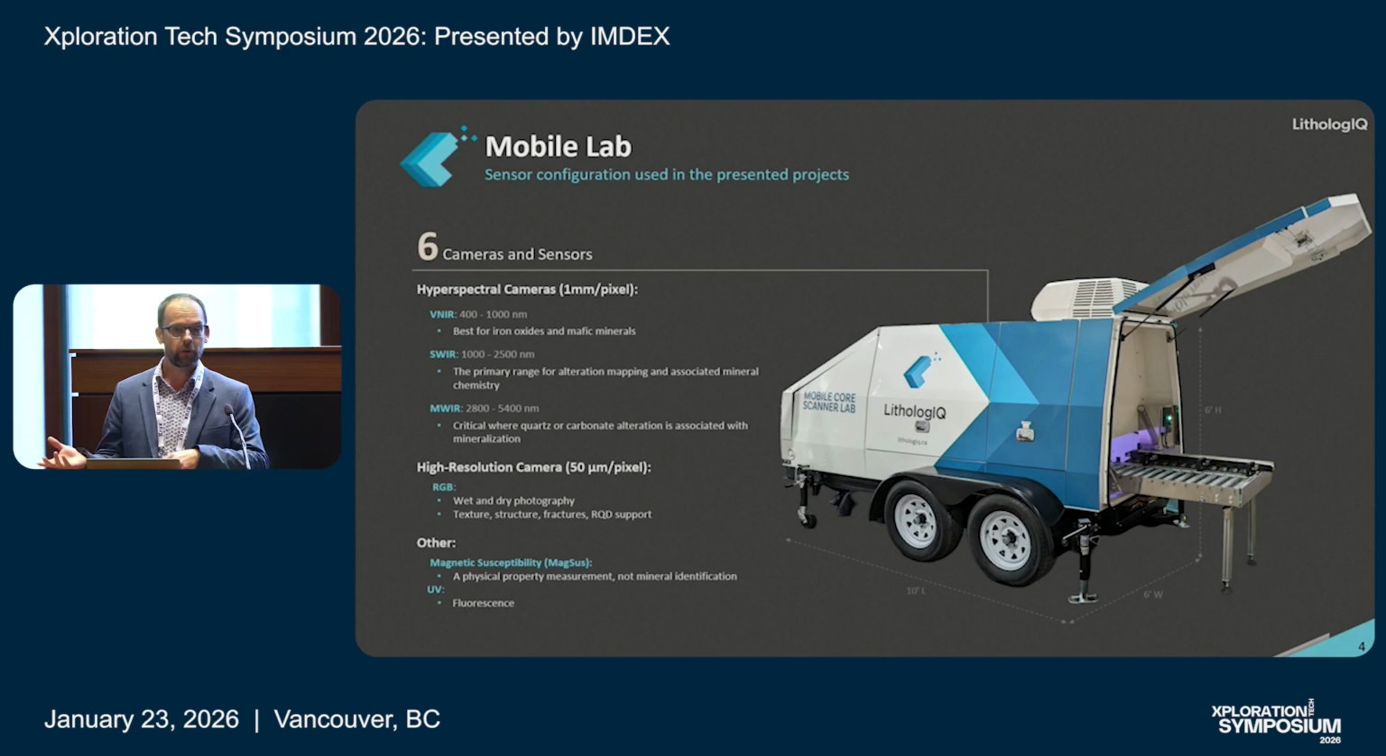Then a high resolution RGB camera, taking wet and dry images, magnetic susceptibility, as well as UV fluorescence. That is all included in this piece of equipment.